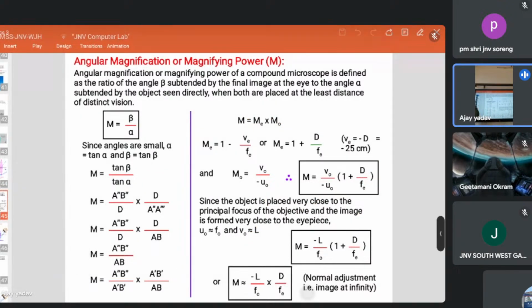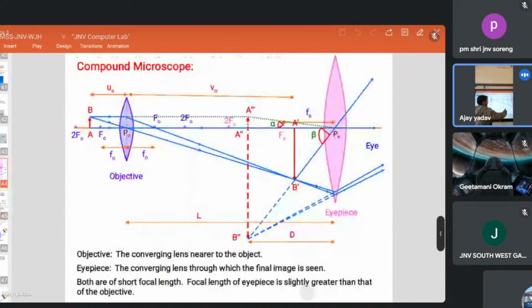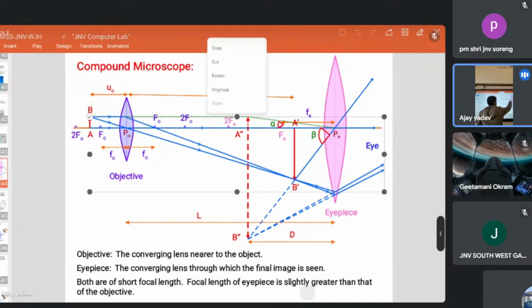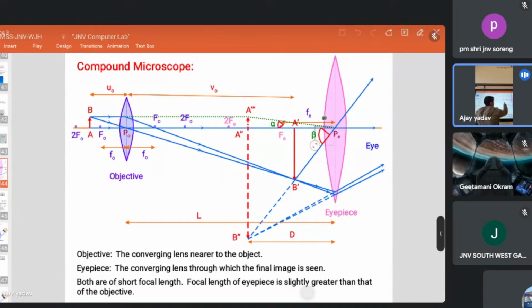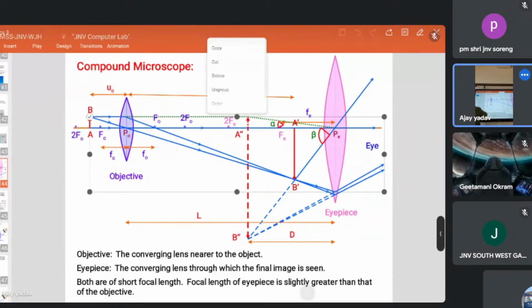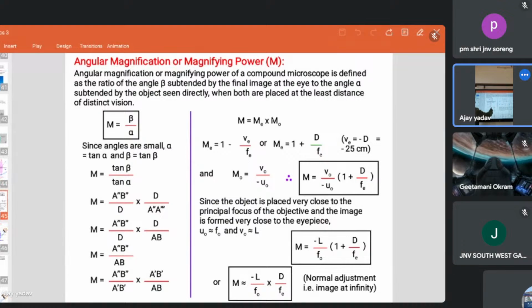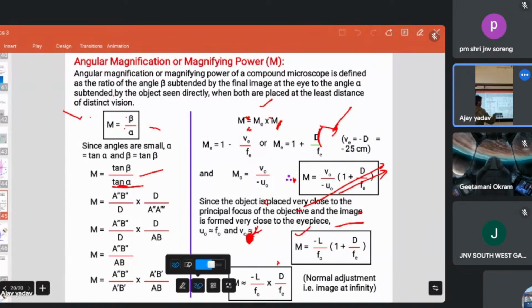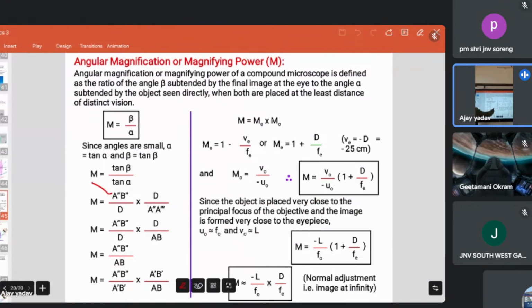Now tan beta we will write from this triangle. This is beta. So we can write tan beta equals A''B'' upon this distance, which is D, perpendicular upon base. Similarly, tan alpha we can write as A''A''' upon D. Okay, we can write this. So this is tan beta and this is tan alpha. If we write tan alpha in the denominator, then the numerator will reverse. So this D and D will cancel.